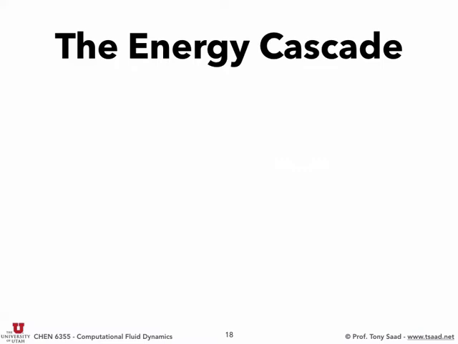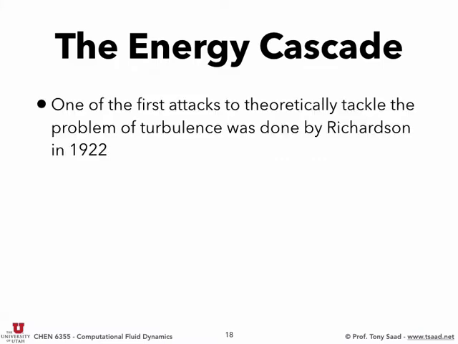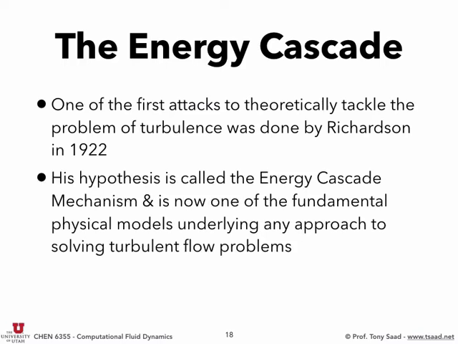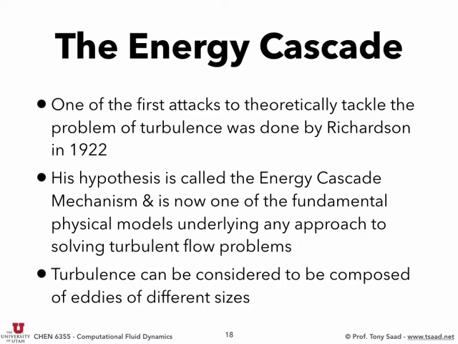One of the first attacks, in 1922, was done by Richardson. So this is some theory of turbulence. Again, this is not a course on turbulence, just giving you an overview of some of the ideas that went into the development of a theory for turbulence. His hypothesis was the energy cascade hypothesis, or the energy cascade mechanism. And what he said is, think of turbulence as a hierarchy of structures, very large eddies that are of the size of the domain, all the way to very, very small eddies down to the molecular level. Okay, so that's the qualitative description, and everything in between.